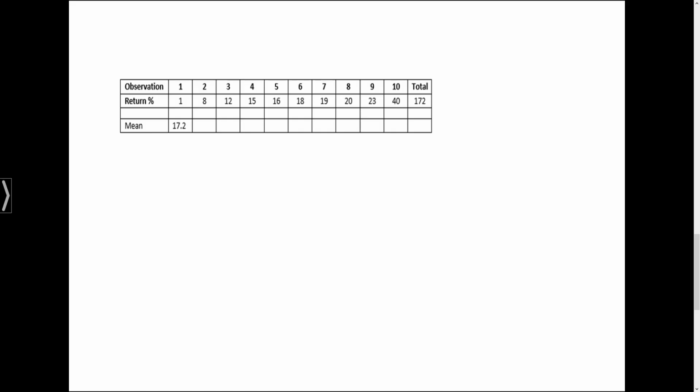So what I've got is 10 returns here, ranging from 1%, the smallest value, up to 40%. Now, if we first of all start off by calculating the arithmetic mean, I'm just going to sum those observations. So 1 plus 8 plus 12 plus 15, etc., giving me a total of 172. I then divide that by n, the number of observations, which is 10. 172 divided by 10 gives us 17.2.